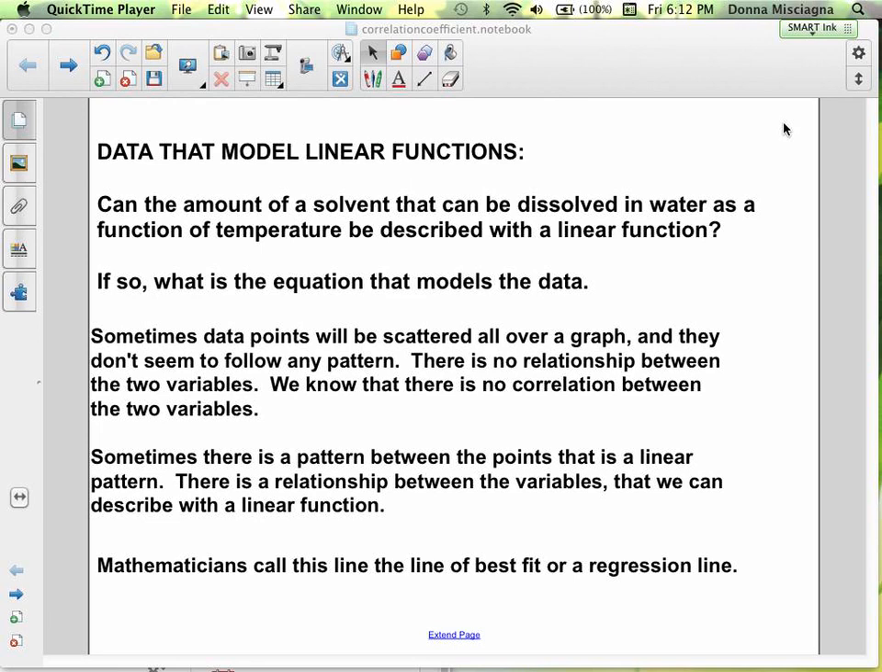So we're going to be looking at finding lines of best fit both with and without technology, so by hand and using technology, and you need to be able to use both methods. All right, so let's learn a little bit first of all about linear regression, which is the mathematical term for finding a line of best fit.